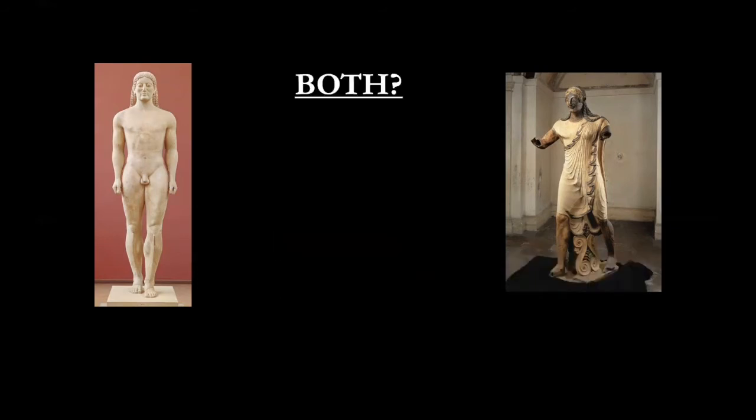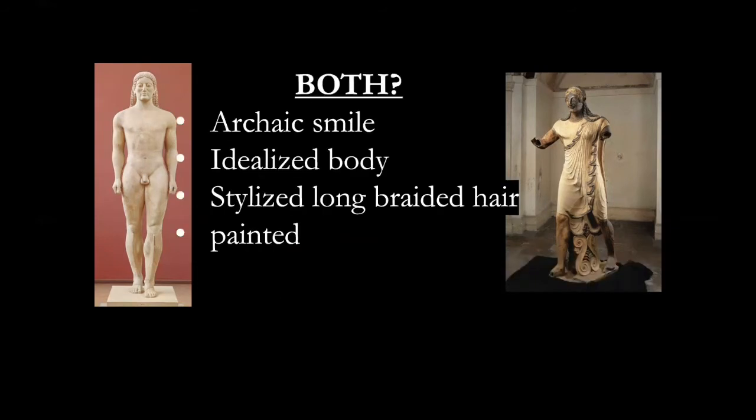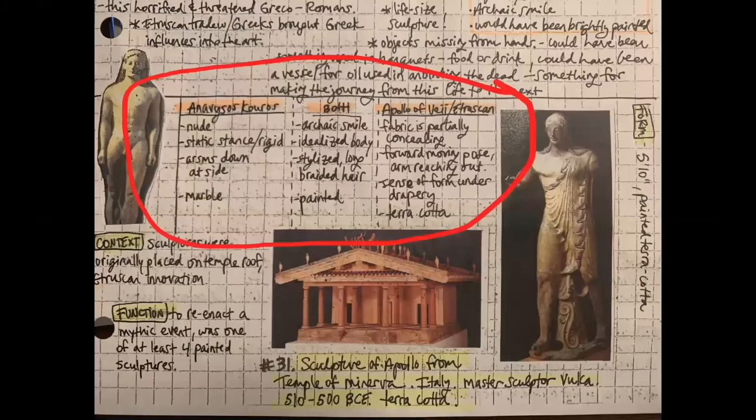All right, what they both have in common, look at that smile. They both have that same little archaic smile. They both have the idealized body, same stylized long braided hair, and then they are both painted. So again, there's going to be questions. How can you see influence of other cultures? How can you see influence of Greek culture on Etruscan culture? You should now have some answers to do some comparisons. All right, so hopefully you wrote that in that comparison section that you have.